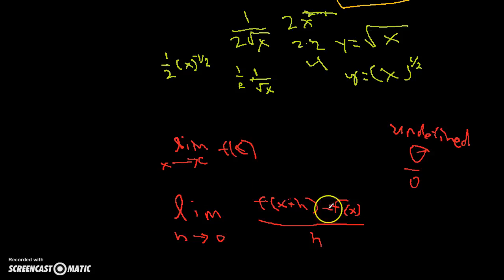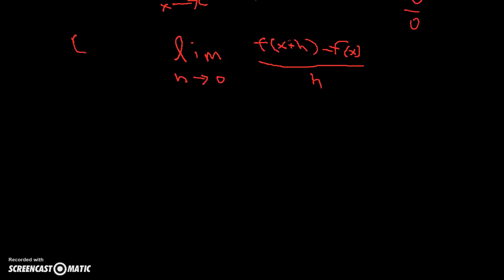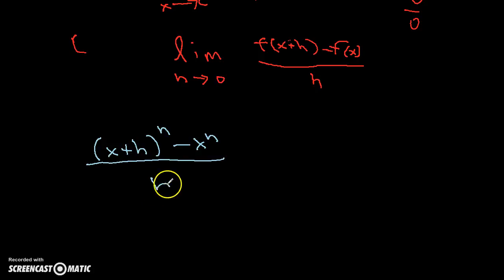So we could rewrite this as, let's give ourselves a bit more room. Okay, there we go. I'm going to switch to a different color. So we could rewrite this as (x plus h) to the n minus x to the n, divided by h.